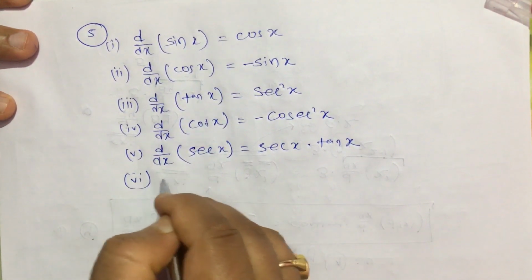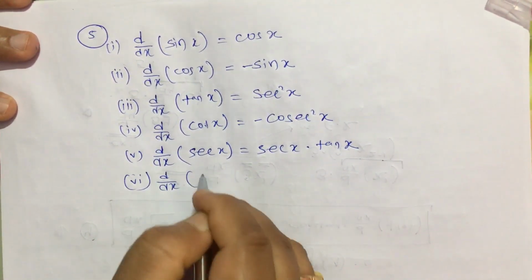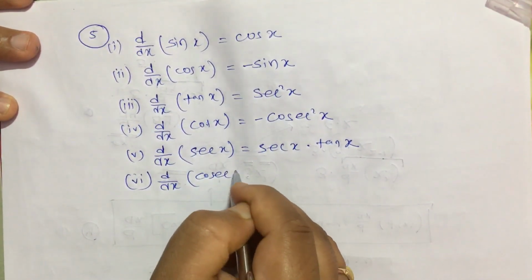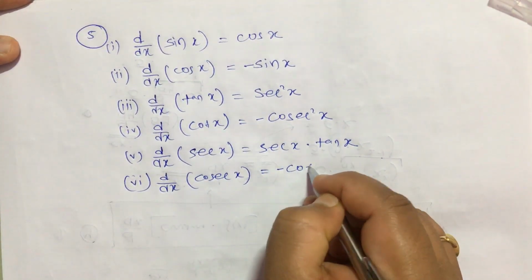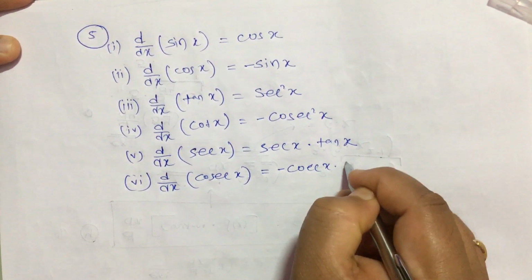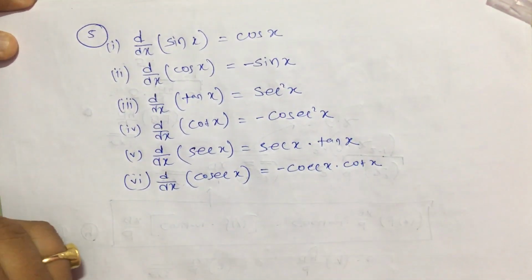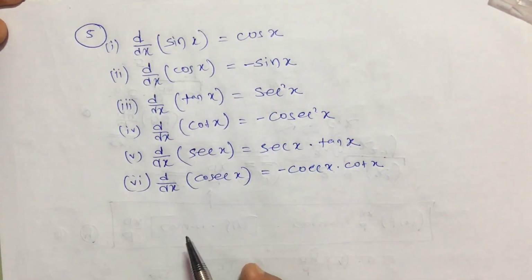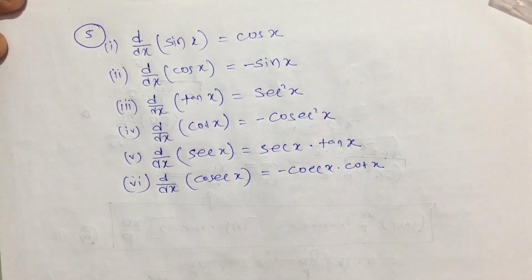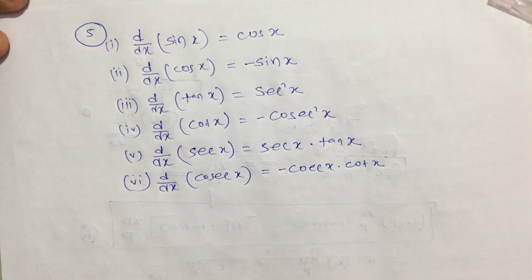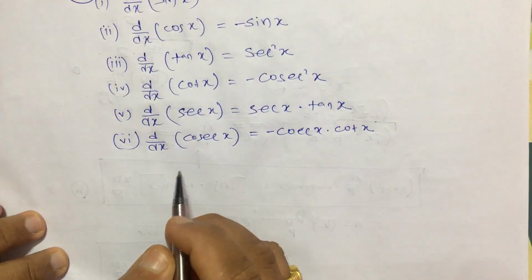The last one, d by dx of cosec x, is minus cosec x into cot x. So these are the formulas. Again I am telling you, don't ask how you got them. How the answers come, you will learn only in class 12 mathematics. Let us see some examples.